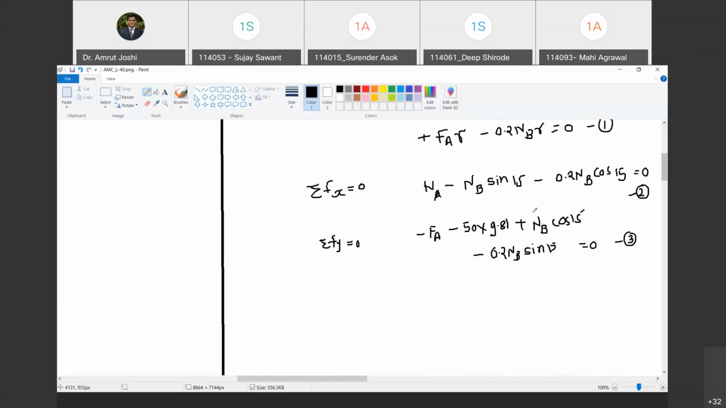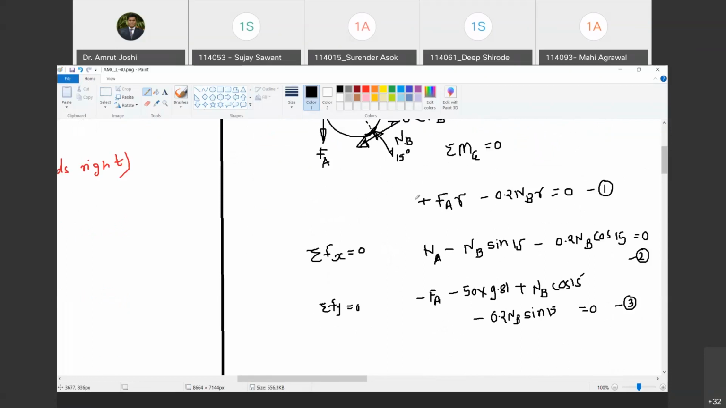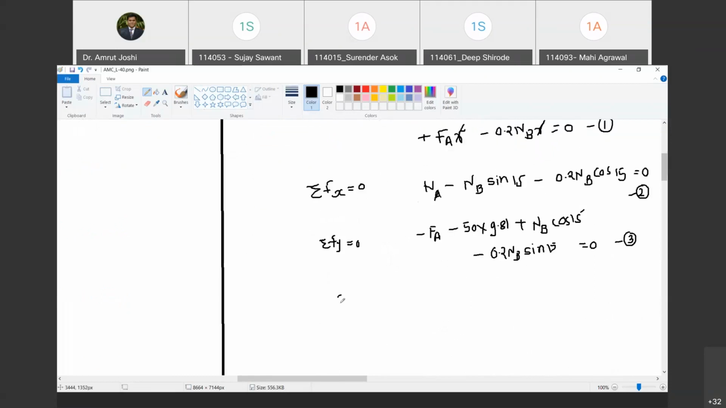Now let us rearrange the first, second and third equations. In all the equations, let us have Na first. Now this R will get cancelled out. So 0 Na, then let us have Nb: minus 0.2 times Nb, plus Fa equal to 0 is the first equation. What is the second equation? Tell me.